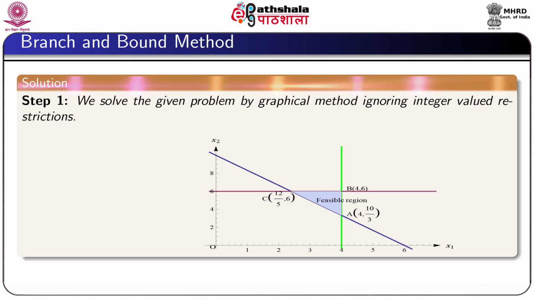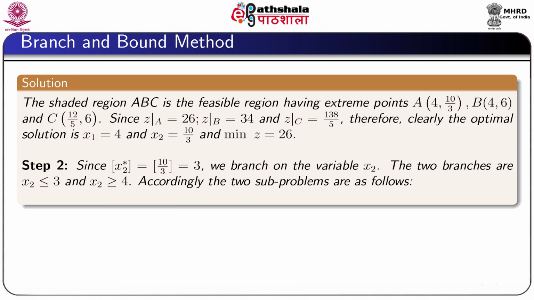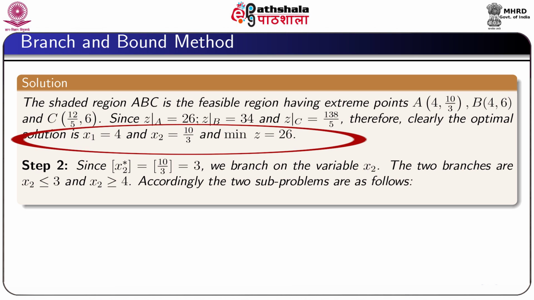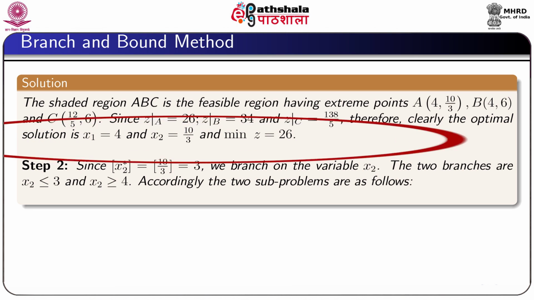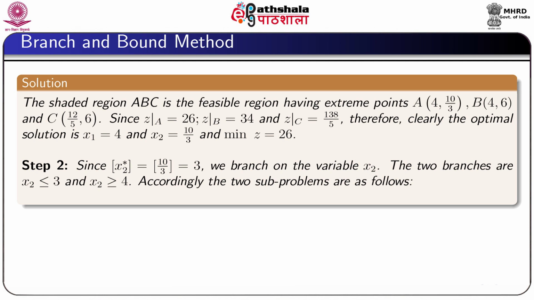And from the extreme points of the feasible region we see that the optimal solution is obtained at the point A, that is at the point (4, 10/3), that means x1 equal to 4 and x2 equal to 10/3 and the corresponding minimum value of z equal to 26. Here since x2 is not integer, so we have to proceed further.